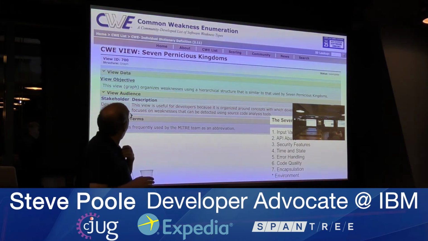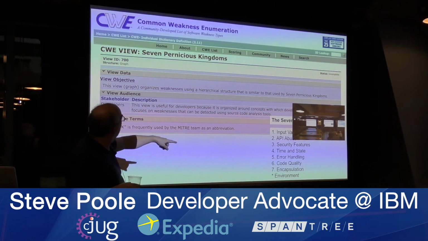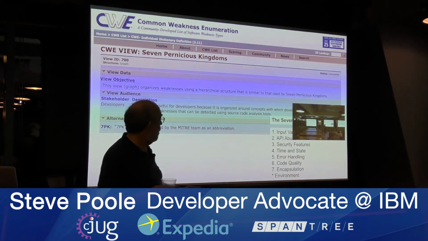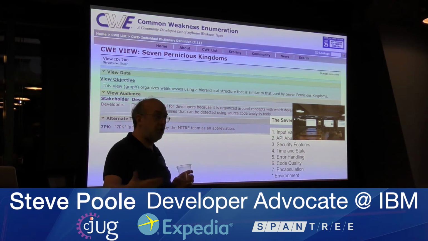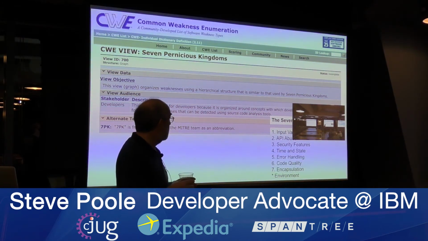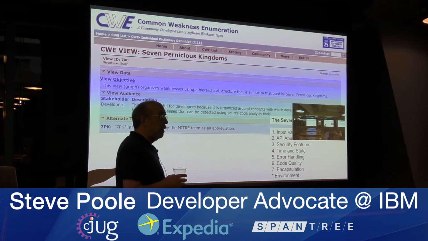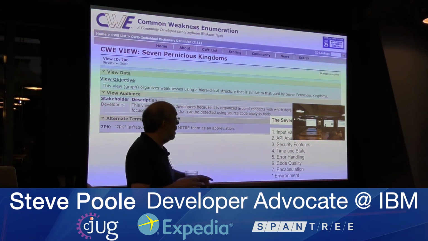Right? So these are common weaknesses. They have this thing called the seven pernicious kingdoms, which is basically the categories of the types of problem that you could be adding to your code. It's a really good place to go. It's not perfect for sure, but it's a good place to start reading about it.